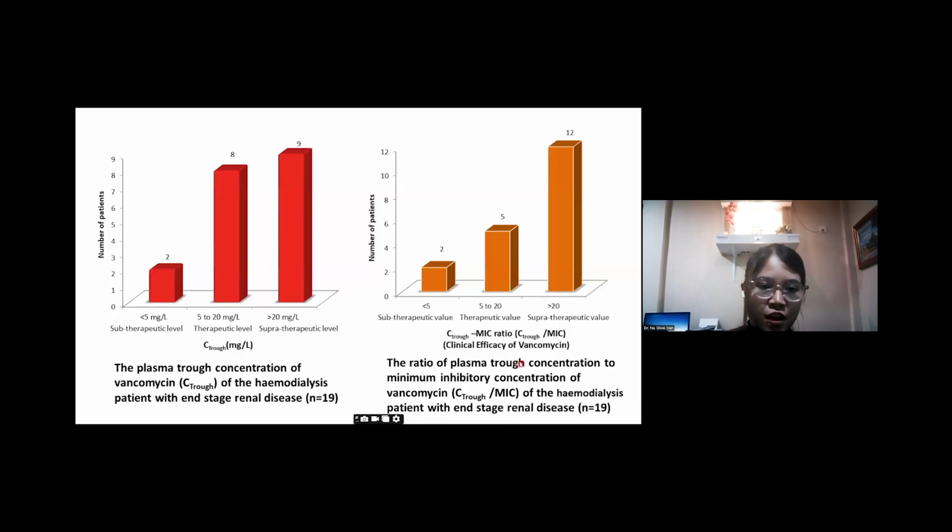Then, in the left figure, we categorize the plasma trough concentration of vancomycin into 3 levels, that is therapeutic level 5 to 20 milligram per liter, subtherapeutic level less than 5 milligram per liter, and supratherapeutic level above 20 milligram per liter. 8 patients had therapeutic level of vancomycin, whereas 2 patients had subtherapeutic level and 9 patients had supratherapeutic level. Then, C-trough-MIC ratio was categorized into three groups in the right figure. That is 5 to 20 therapeutic value, less than 5 subtherapeutic value, and above 20 supratherapeutic value.